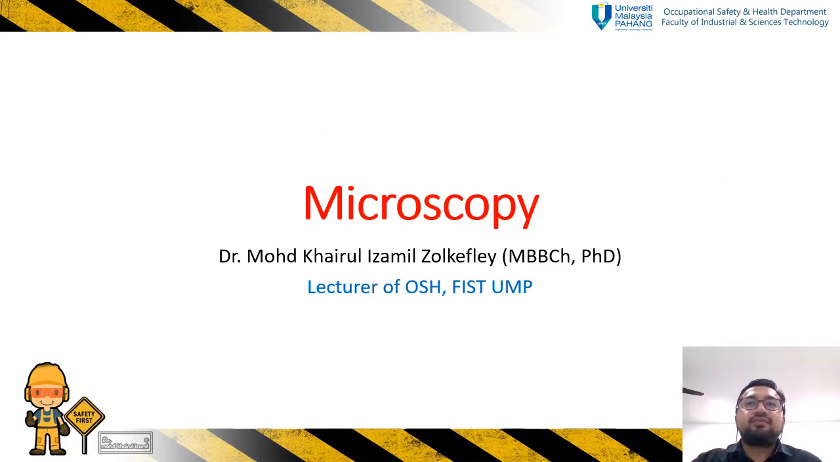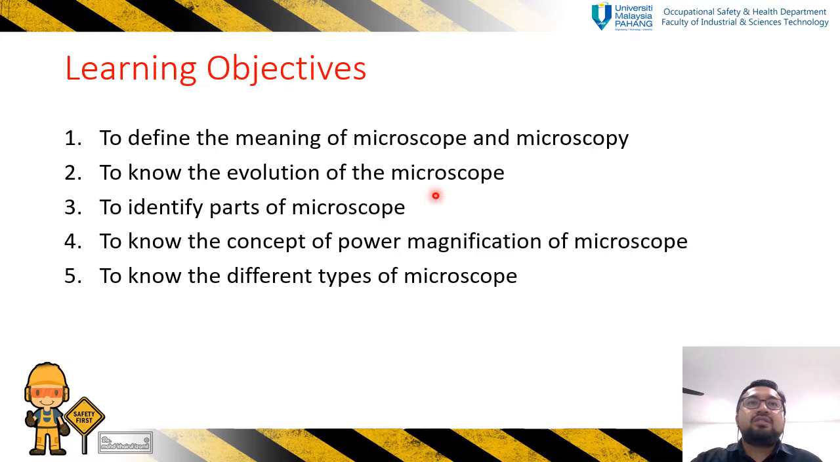Okay. So the learning objectives: first, we want to define the meaning of microscope and microscopy, to know the evolution of the microscope, to identify parts of the microscope, to know the concept of power magnification of microscope, and to know the different types of microscope.